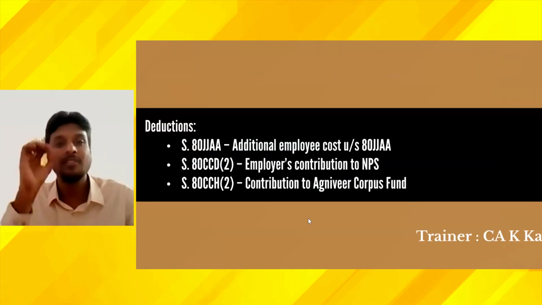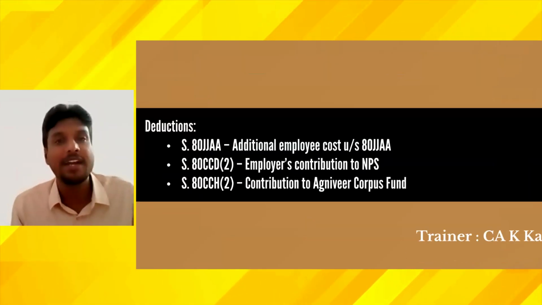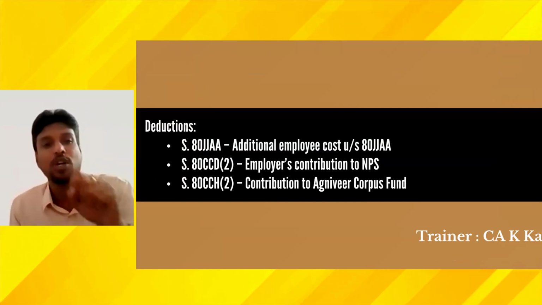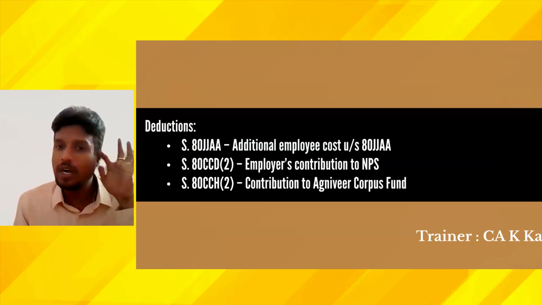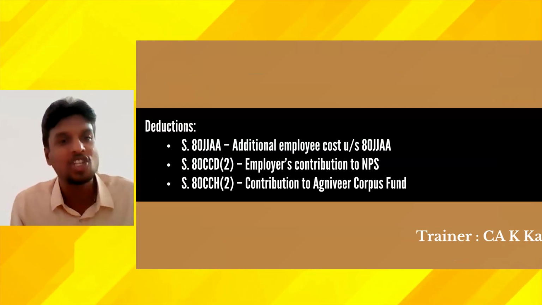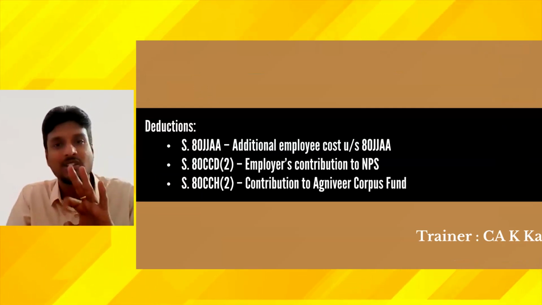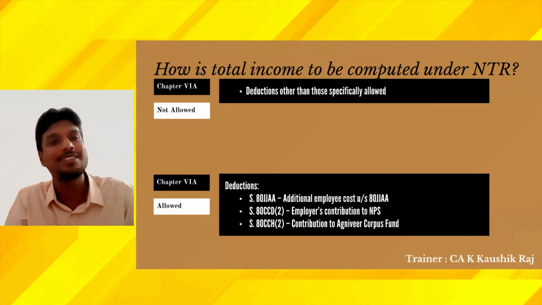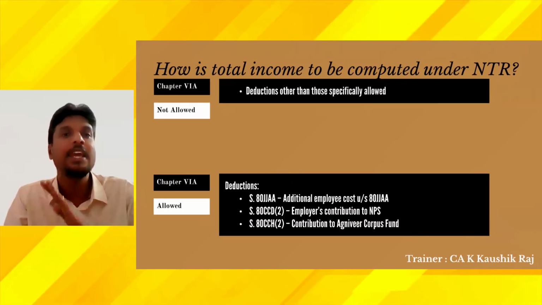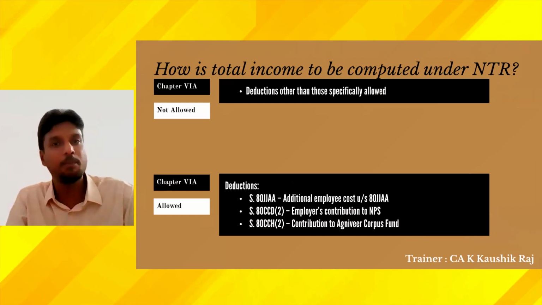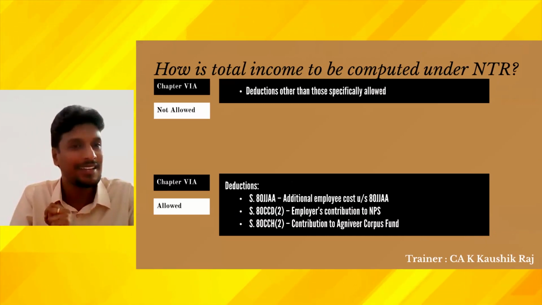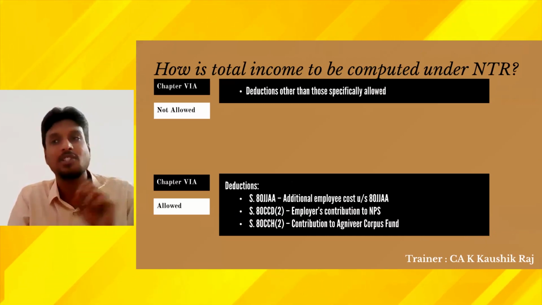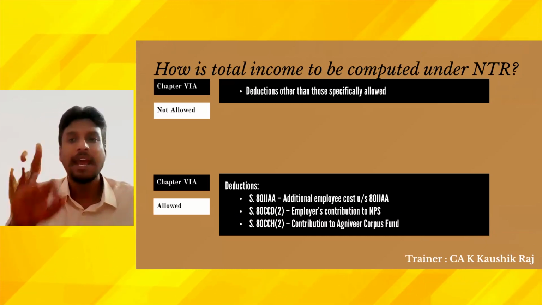What is allowed is additional employee cost under section 80JJAA, employer's contribution to NPS under section 80CCD subsection 2, and contribution to Agniveer Corpus Fund 80CCH subsection 2. Only these 3 deductions are allowed. Apart from this, nothing else is allowed. 80C, 80D, 80E, 80G, 80U, 80P, nothing is allowed. 80IA, 80IAB, 80IAC, income-based deductions, expense-based deductions, certain deductions, nothing is allowed except only three.